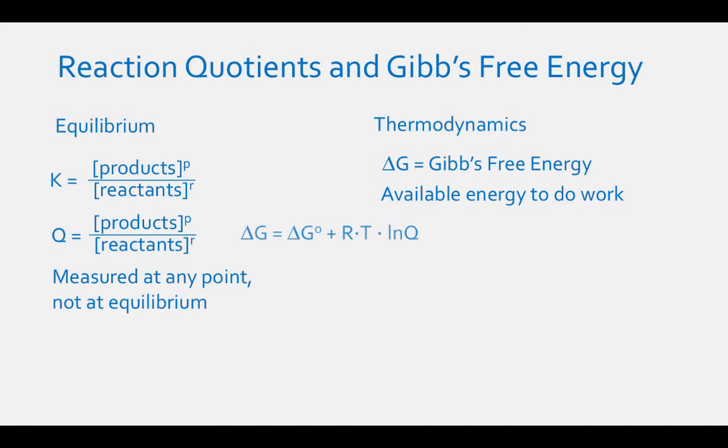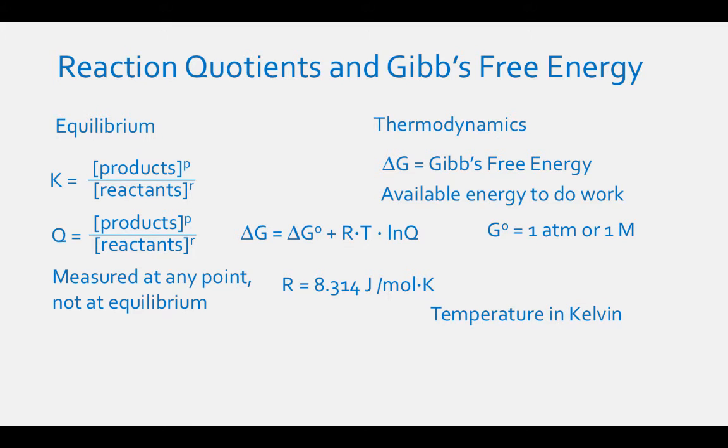The equation that relates delta G to the reaction quotient is delta G equals delta G standard plus the gas constant, R, times the temperature, T, times the natural log of Q. The standard delta G is just measured at standard conditions, which is usually 1 atm for gases and 1 molar concentration of aqueous solutions. R, the gas constant, has a value of 8.314 joules per mole times Kelvin, and the temperature must be in Kelvin.